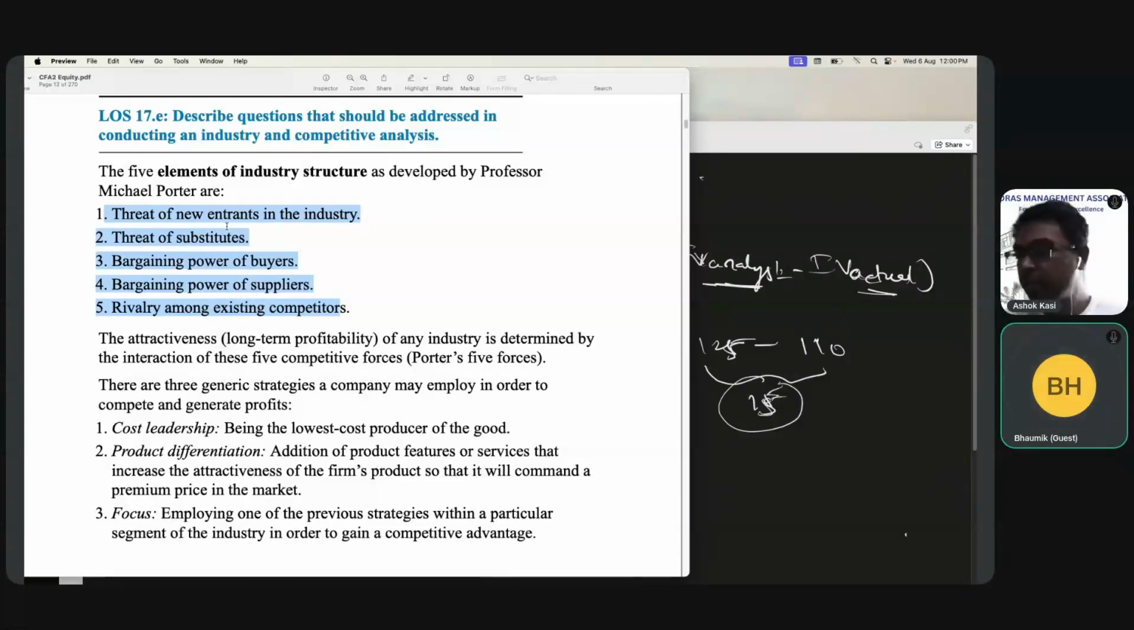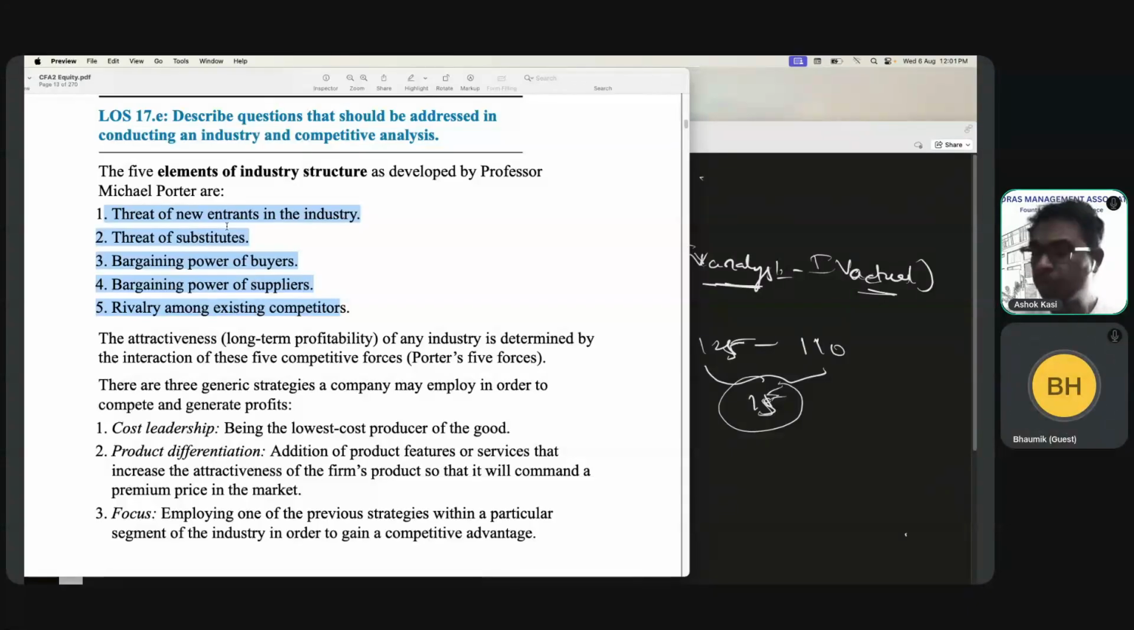Then bargaining power of buyers, how much bargaining power do buyers have? Like for example, in internet we don't have any bargaining power. Whatever Jio and Airtel are saying, we have to accept it. So that means such a business is good from an investment perspective.